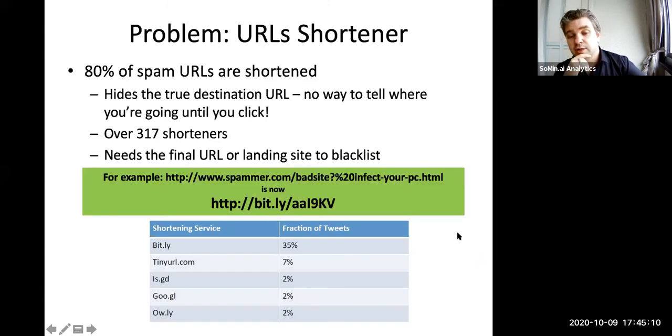I think you are familiar with URL shortening services, but this is just an example. The original site is spammer.com, a bad site, in fact a bad page HTML, right? But then on bit.ly it becomes a short link, and now the user might create exactly the same URL but transform it into another bit.ly link, and in the end we get a situation where we cannot get it correct.